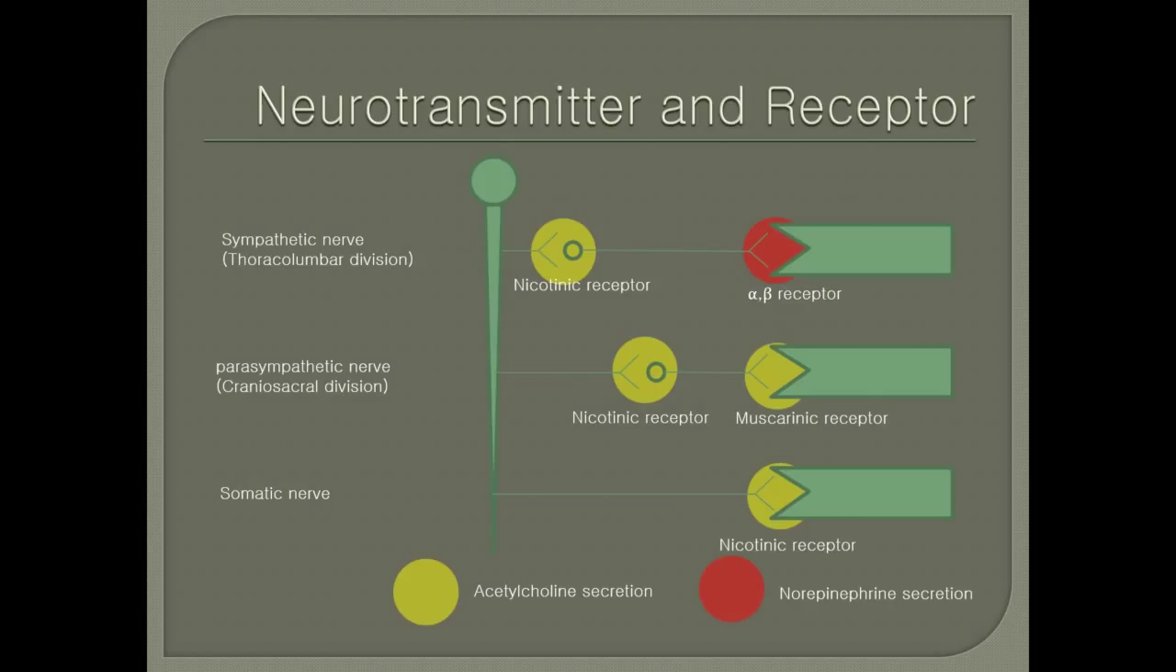In the autonomic nervous system, the sympathetic nerve has norepinephrine activity at the effector junction, whereas the parasympathetic has choline activity.